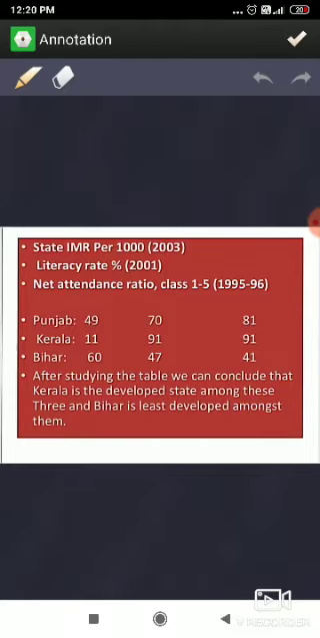This is calculated for children of 14-15 years of age who are attending school up to 10 classes. Out of this age group's total population, how many students are attending school is called the net attendance ratio.